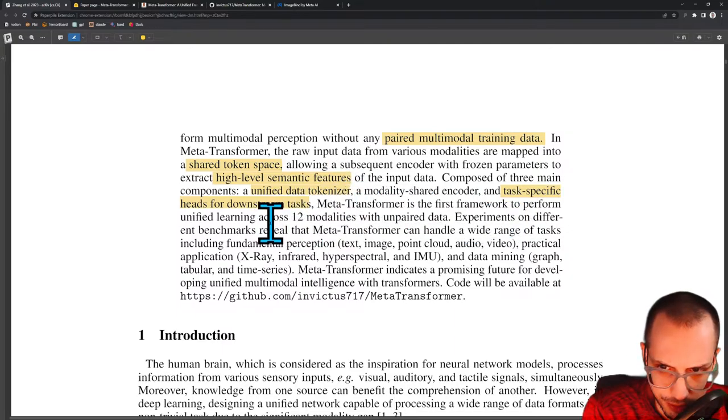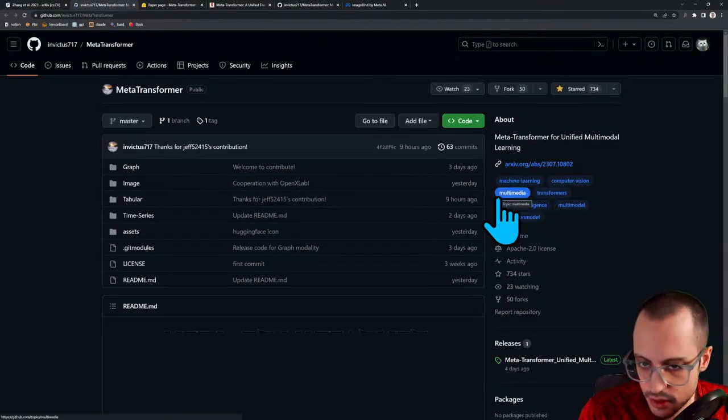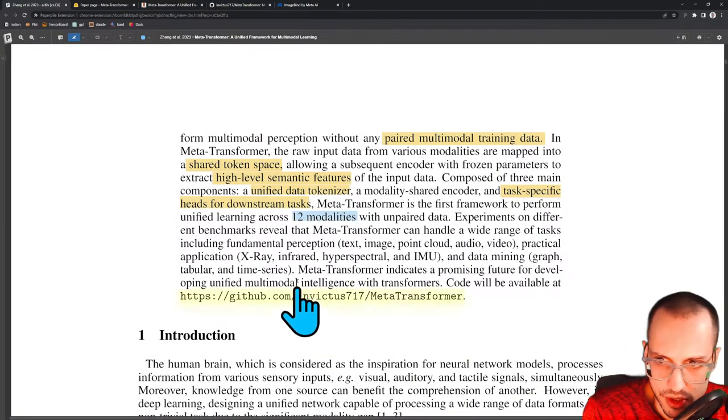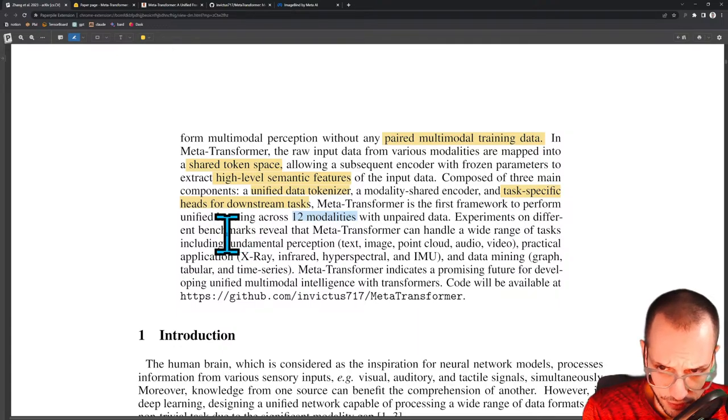MetaTransformer is the first framework to perform unified learning across 12 modalities. There's that 12. Experiments on different benchmarks reveal that MetaTransformer can handle a wide range of tasks, including fundamental perception, text, image, point cloud, audio, video, practical application, and data mining. These aren't even tasks. This is like a data modality, so I don't know what they mean by that. Okay, these are kind of weird. These aren't even benchmarks, so I wonder what they mean by tasks here. MetaTransformer indicates a promising future for developing unified multimodal intelligence with transformers.